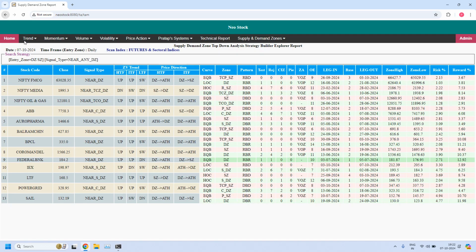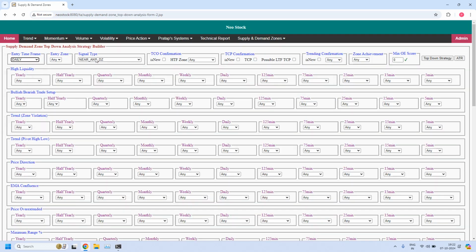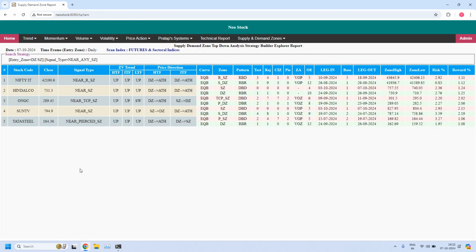So next, for daily time frame, let us find the stocks near daily supply zone. 5 stocks are filtered. Let us identify daily high liquidity supply zones from this list. First one is NIFTY IT. It is an index, not listed in F&O. Indices is already pierced, so you can't use this. So we don't have any high liquidity supply zones from this list.